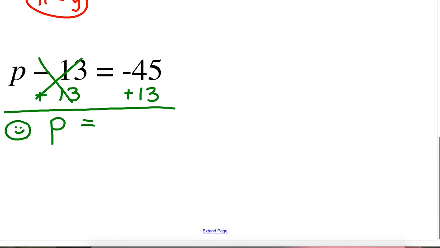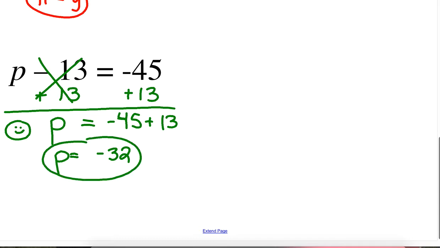On the other side, you have to solve -45 plus a +13. And when you get that, you should get a value of -32. That means the value of P is -32. So it's really a lot of calculator work, and you're just doing the opposite of whatever the problem starts off with. Let's see, we have a couple more.